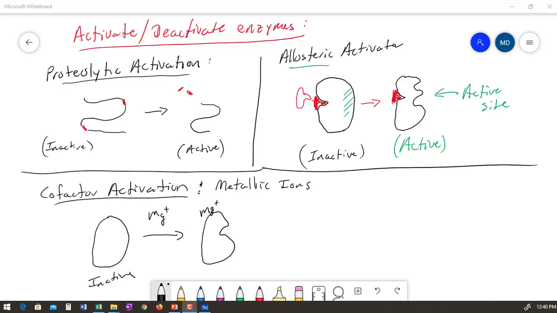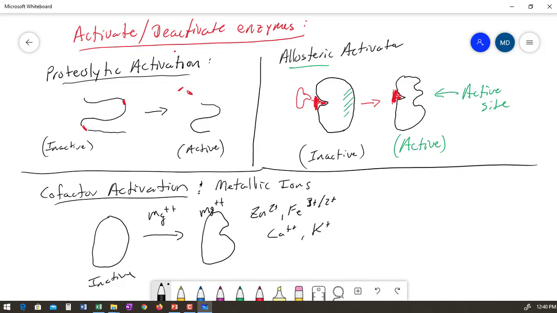Other examples would include zinc. So there's a bunch of metals that can be used for this. Things like zinc, iron is another one. Calcium can sometimes be used for this. Magnesium, which, oh yeah, it does have 2 pluses on it, and potassium also. Any of those can be used as cofactors. Okay, so those are activators.